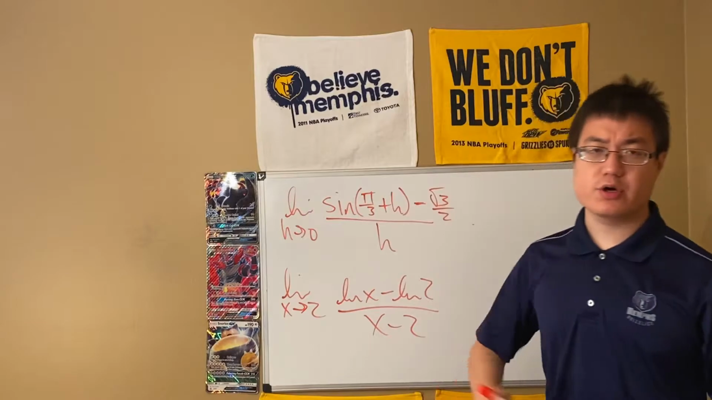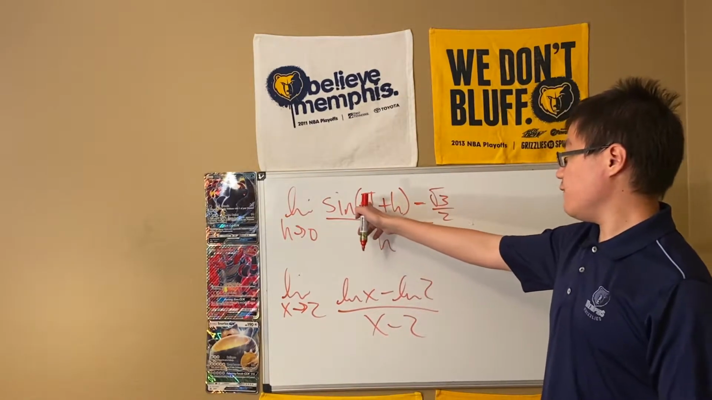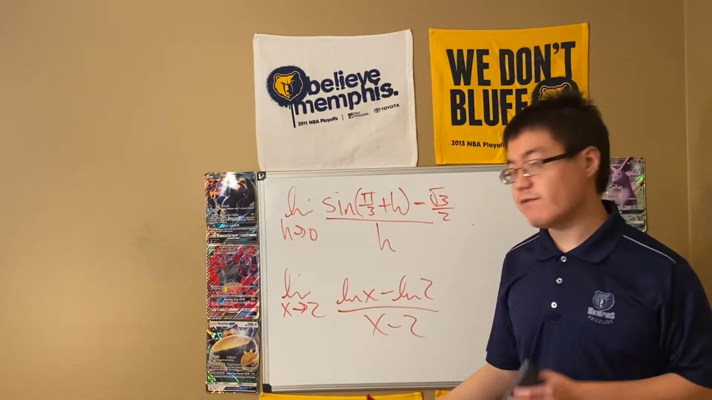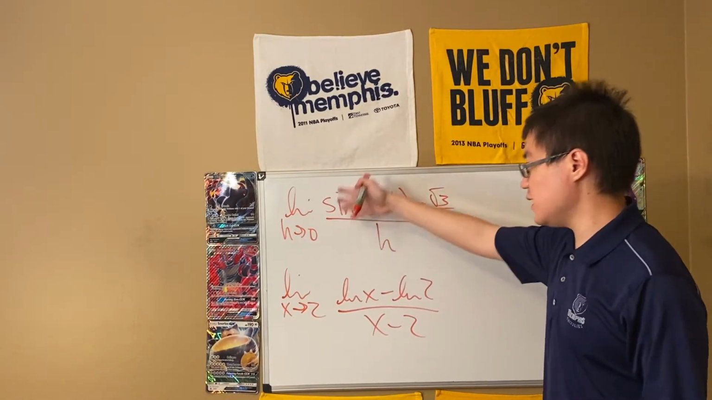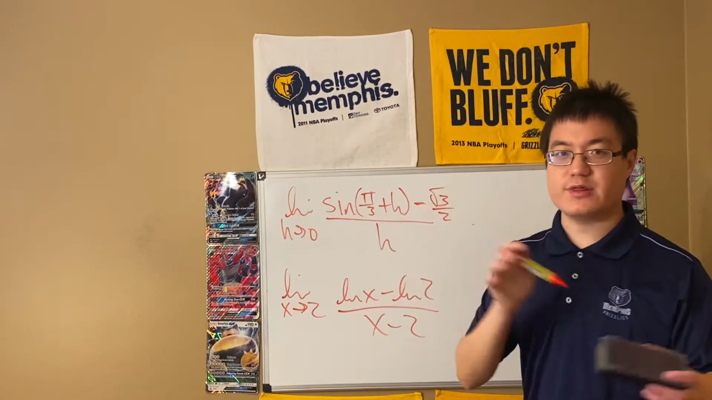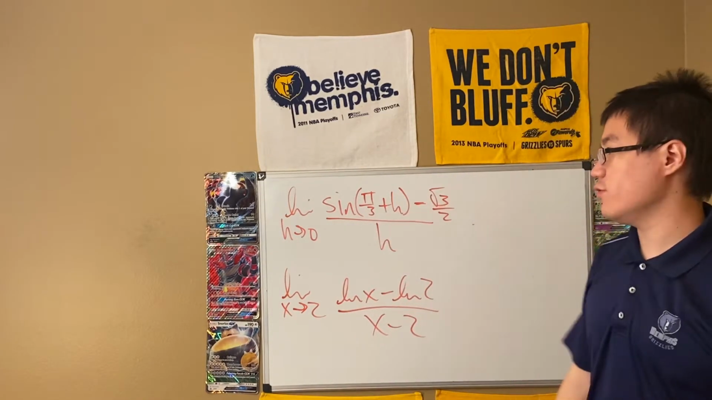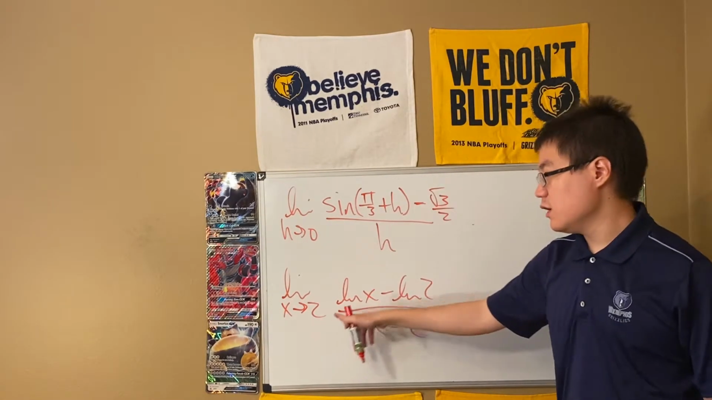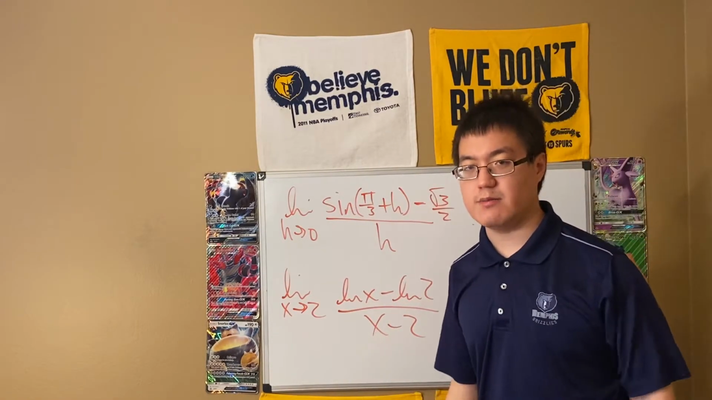So again, you could take this derivative using the method that we learned in the previous video. Identify the function, that's sine. Identify the a, pi over 3. Take the derivative of sine, you get cosine. Plug in pi over 3, cosine of pi over 3 is 1/2, that's your answer. Same thing with this one. The a is 2, the function is ln of x. Take the derivative, 1 over x, and then plug in that number 2.